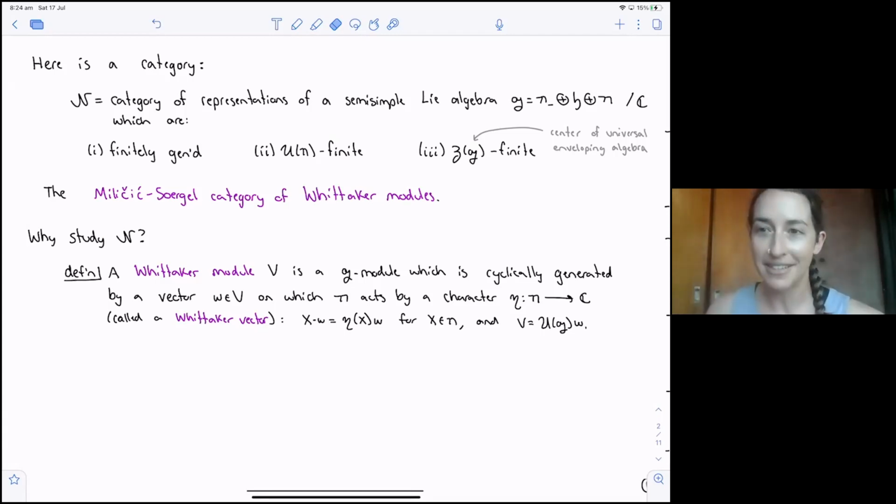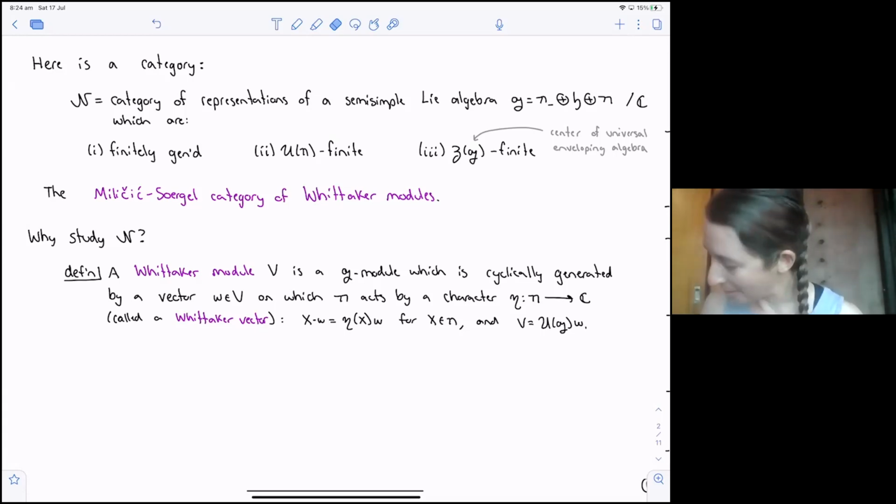I claim that you've definitely seen these before, even if you don't think you have, because you've probably seen a Verma module. Under this definition, a Verma module is an example of a Whittaker module, because a Verma module is generated by a single highest weight vector. What makes it a highest weight vector? It's annihilated by n, and so n acts by the zero character. Whittaker modules are more general: I'm no longer asking that my generating vector be annihilated by n. Instead, n just has to act by some character.